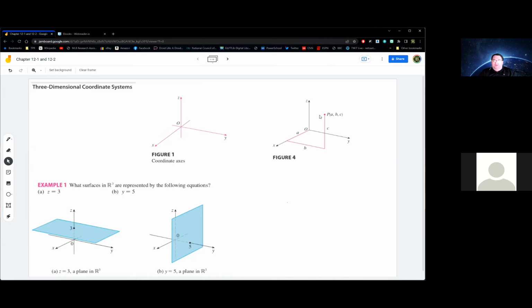So, and you can see over in figure 4 over here, that's basically how we'd write a point. So the x and the y is still your first two letters. It's x, y, and then z. So the last coordinate's your z coordinate.